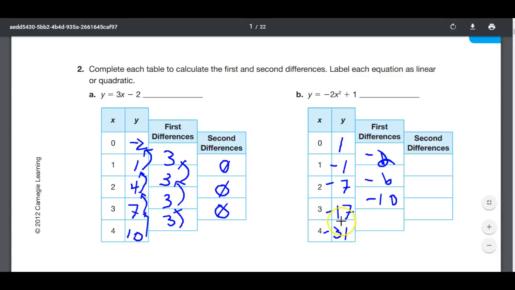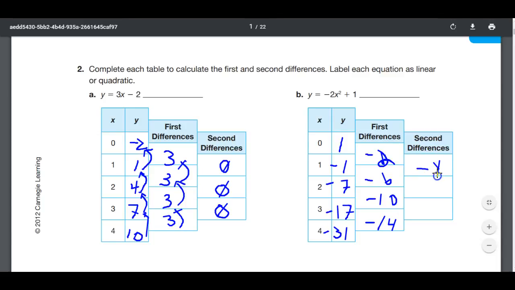Negative 31 minus a negative 17 is negative 14, because I do minus a negative, so this turns into plus, right? So now I do my subtraction again and find my second differences. Notice the first difference is not a constant, but my second difference is negative 6. Take away negative 2. Negative 6 minus negative 2 is negative 4.